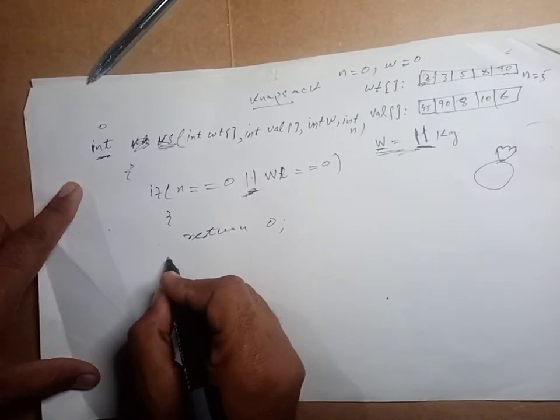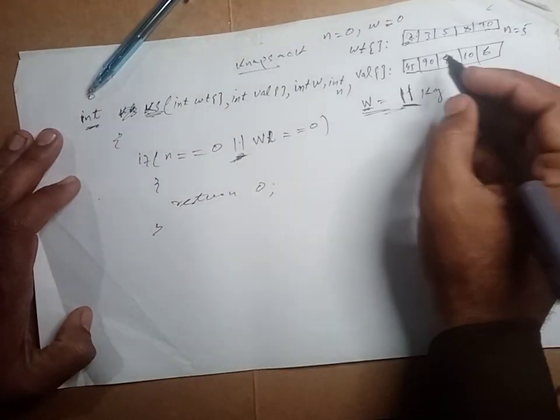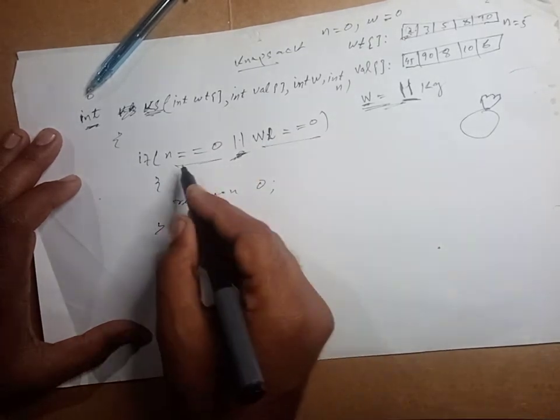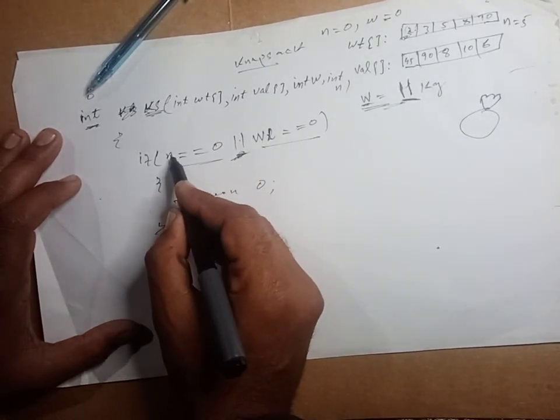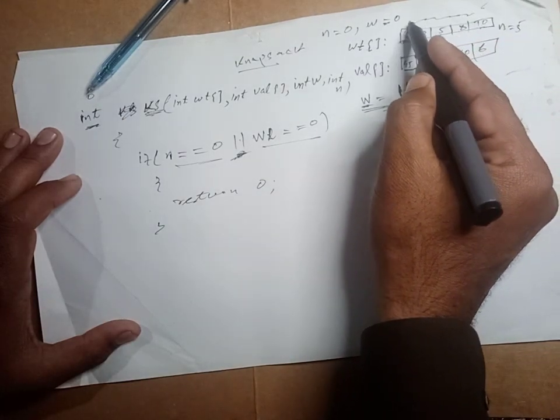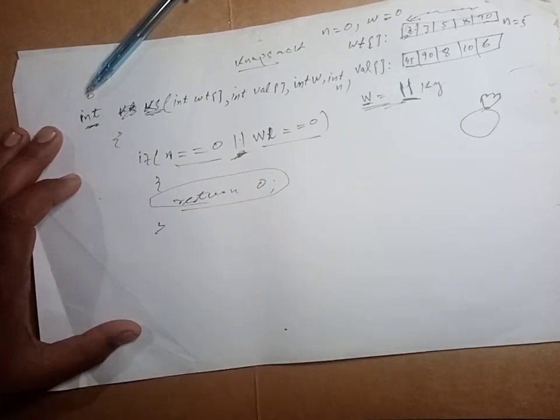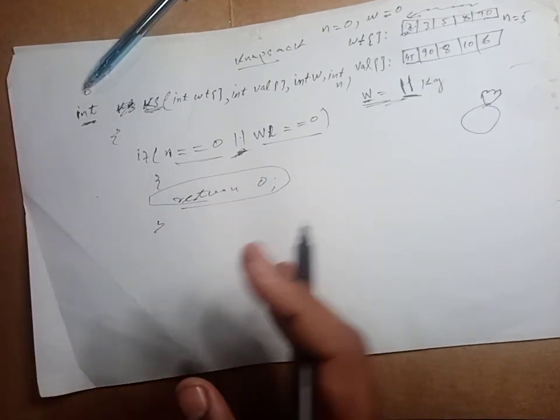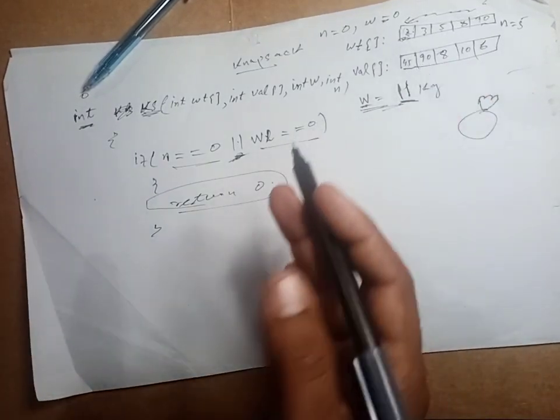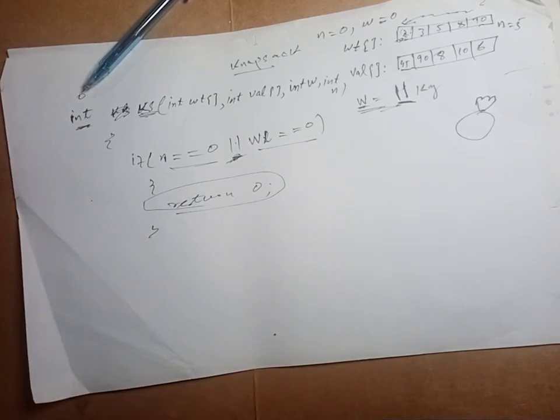So the result is 0. This was the base condition that we defined: if the size is reduced by recursive calls and reaches 0, or the weight is reduced enough to become 0, it should return 0.